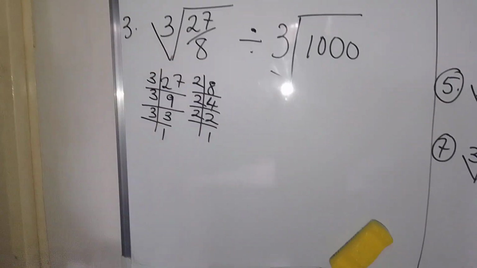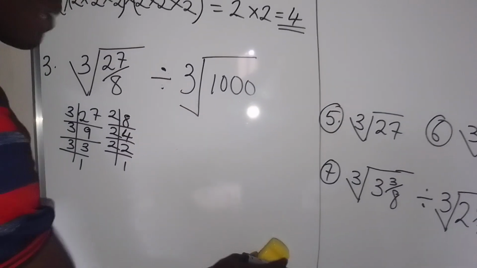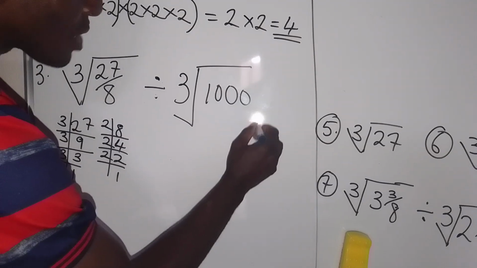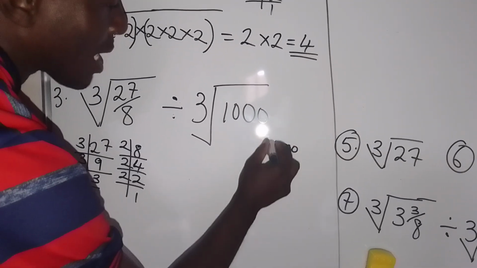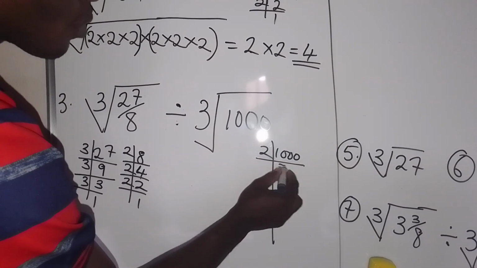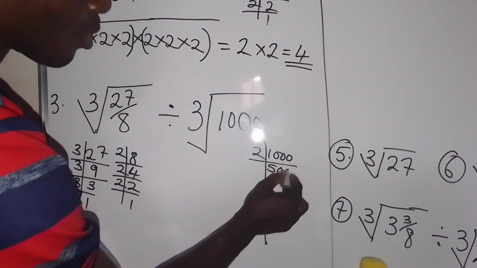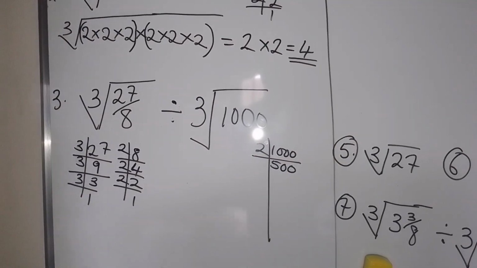I've done this part. Now the second part of it is the 1000. Let me quickly write my 1000. I'm dividing it by 2. 2 into 10 will give me 5. I'll drop 2 into 0 is 0. 2 into 0 is 0. So 2 into 1000 is 500.